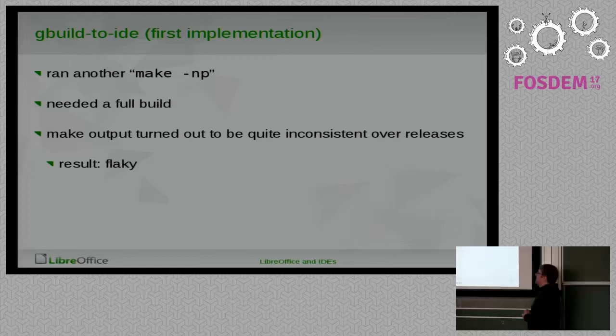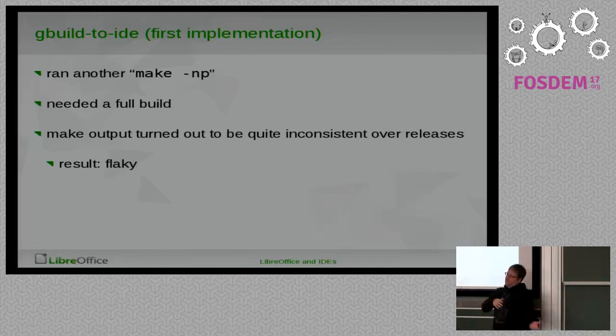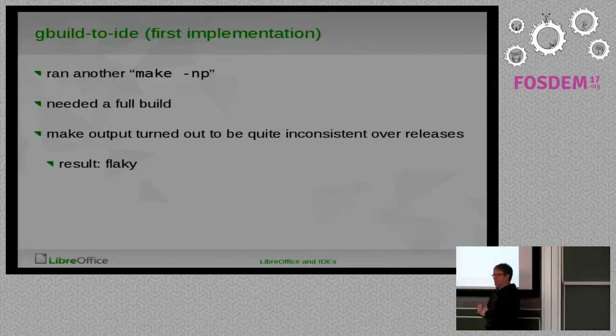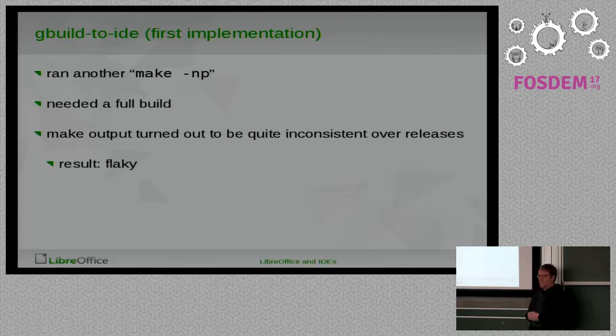So what it did was you did a make -np, which prints out all the build information, and then it parsed that and tried to build the IDE solution from that. Turns out that something as simple as make -np isn't really stable over different versions of make. So the parser for this always added more stuff, and I looked at this and thought, this is not good. We're taking more time to parse the info than is actually in there. And the result was always flaky because people were using different versions of make, and it was kind of tricky to use this in a reliable way.